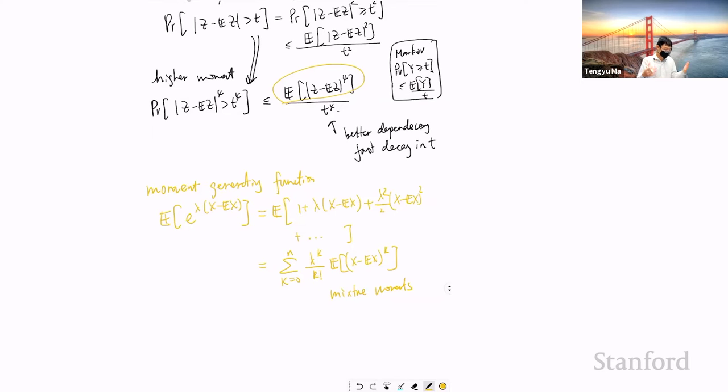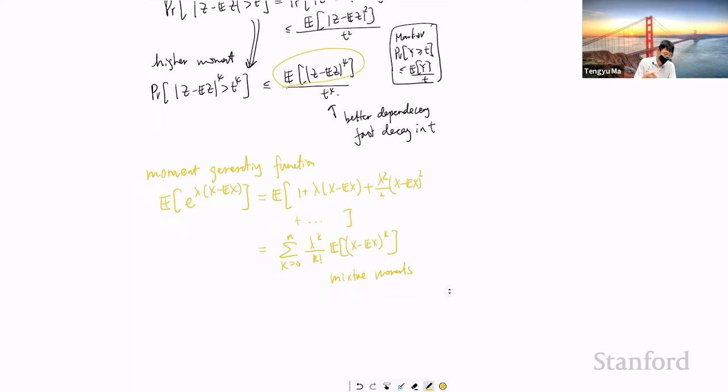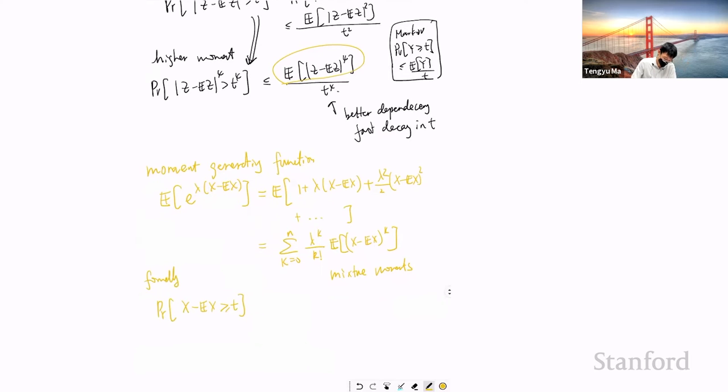So that's the rough intuition. And formally, if you really do this mathematically, it's even simpler than this. So if you look at the probability of x minus ex larger than t, then formally the way you do the trade-off is the following. You look at this and you say, instead of raising to the power, I'm going to use exponential.